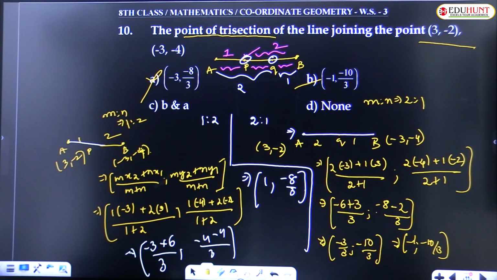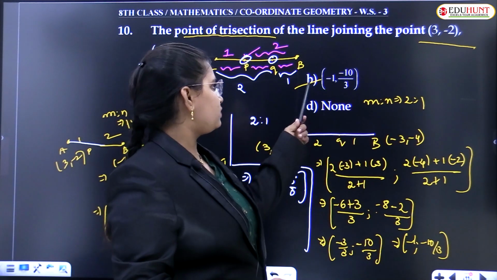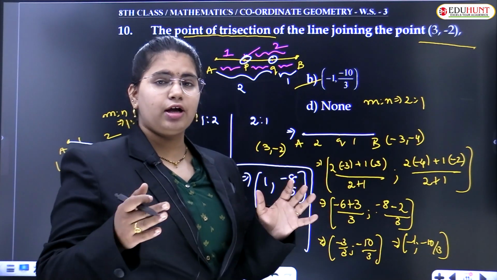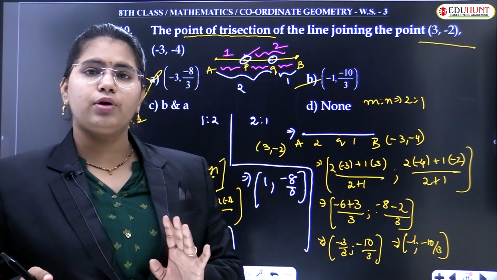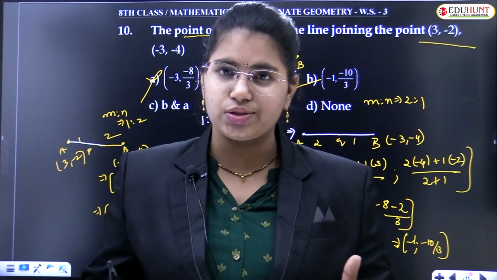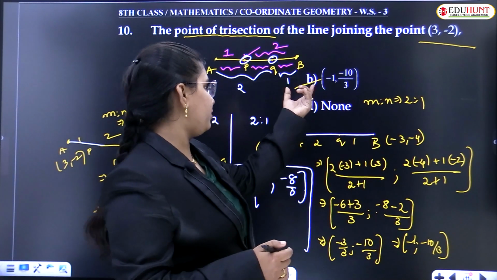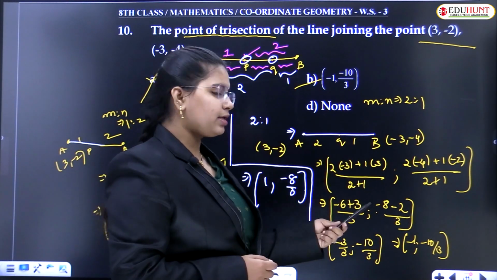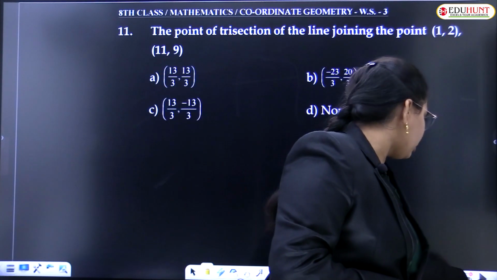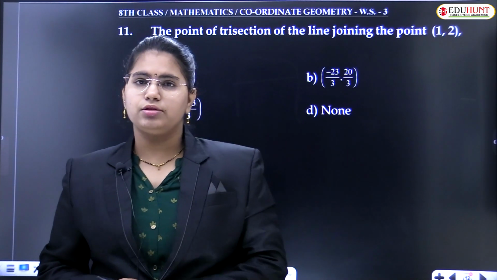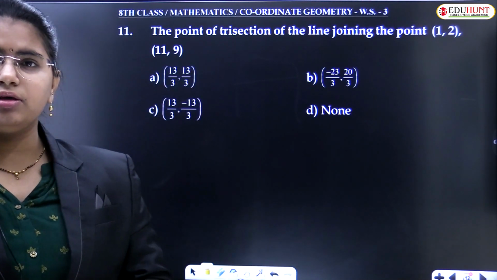Yes or no? Answer can be B, right? But if they ask both the points together, in that case it will be none. If they ask any one of these points, either P or Q, the points of intersection, in that case the answer will be option B. Clear? Yes? Can I get back to the next question? Simply I have used the internally or externally formula. Right? So let's begin the next problem.